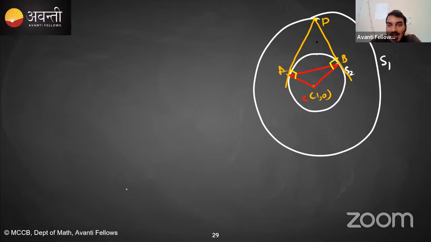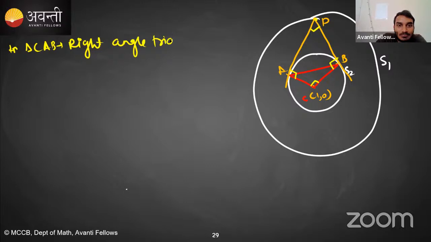Point P is lying on the director circle of S2, so this angle will be 90 degrees. So this angle is 90 degrees, and I said that triangle CAB is a right angle triangle. Right.